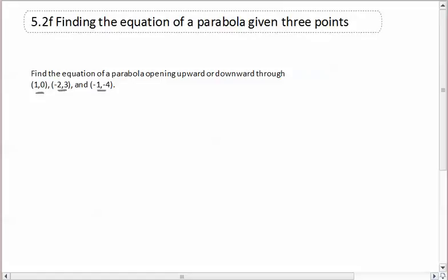Find the equation of a parabola opening upward or downward through (1, 0), (-2, 3), and (-1, -4). What we're going to do is remember, first and foremost, that a parabola has this basic form. And if you notice, we have an x and a y. Into those x and y places, we're going to place the x and y from each point. So let's take a look.